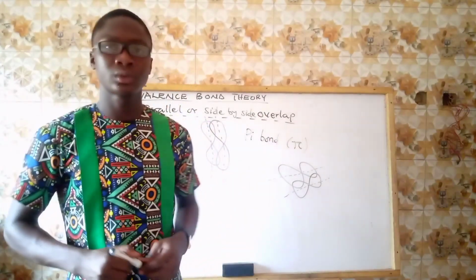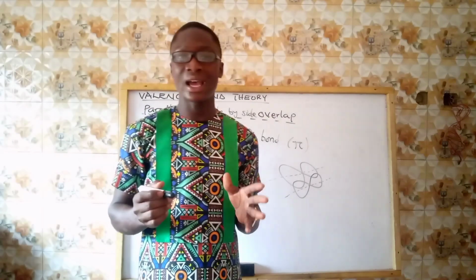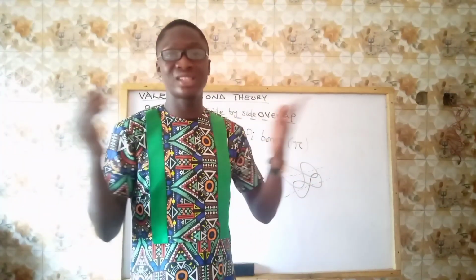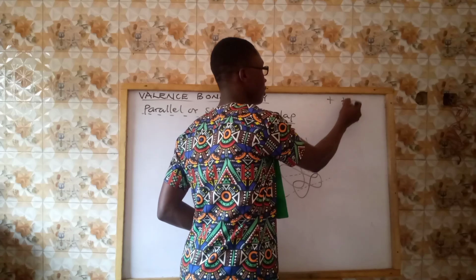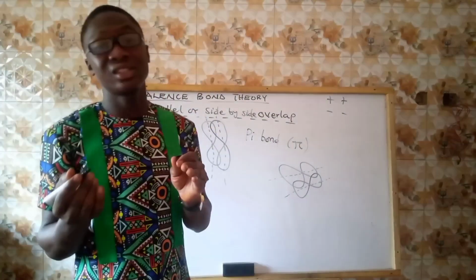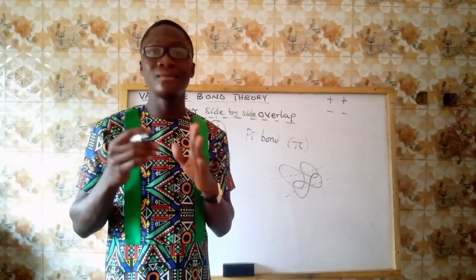And now let's note this one too. So overlapping orbitals must have the same sign. They must have the same sign, as in they must be positive or negative. If this orbital is positive, the other one should also be positive. So it must be either positive or negative, not positive and negative. They must have the same sign.